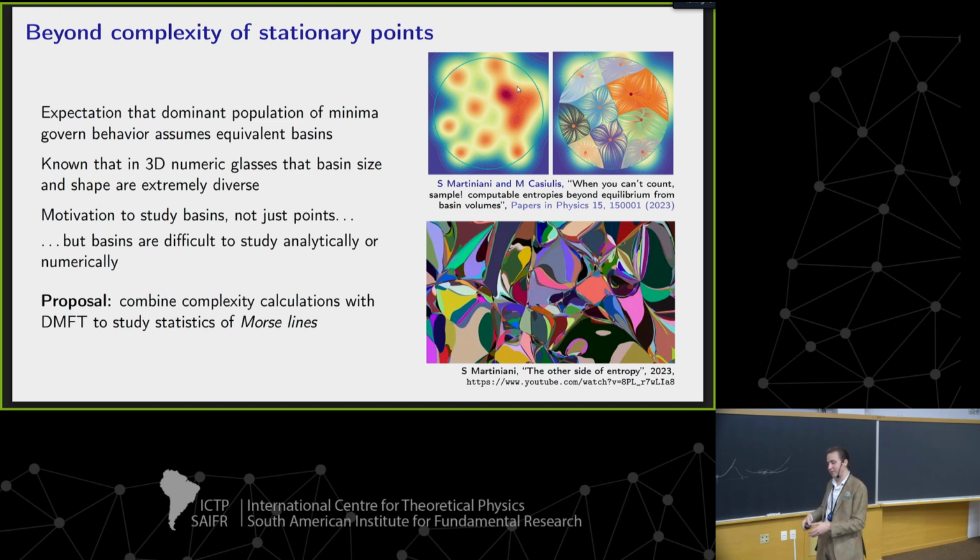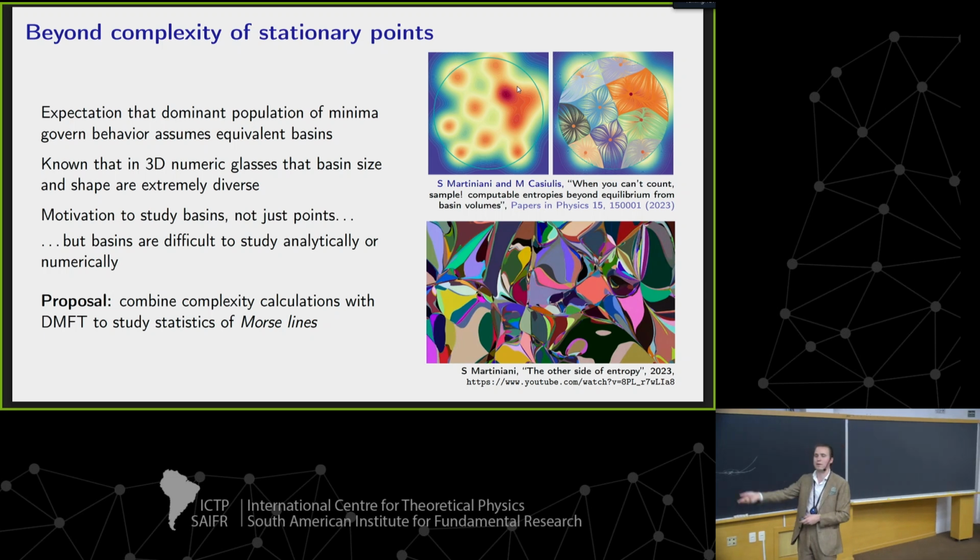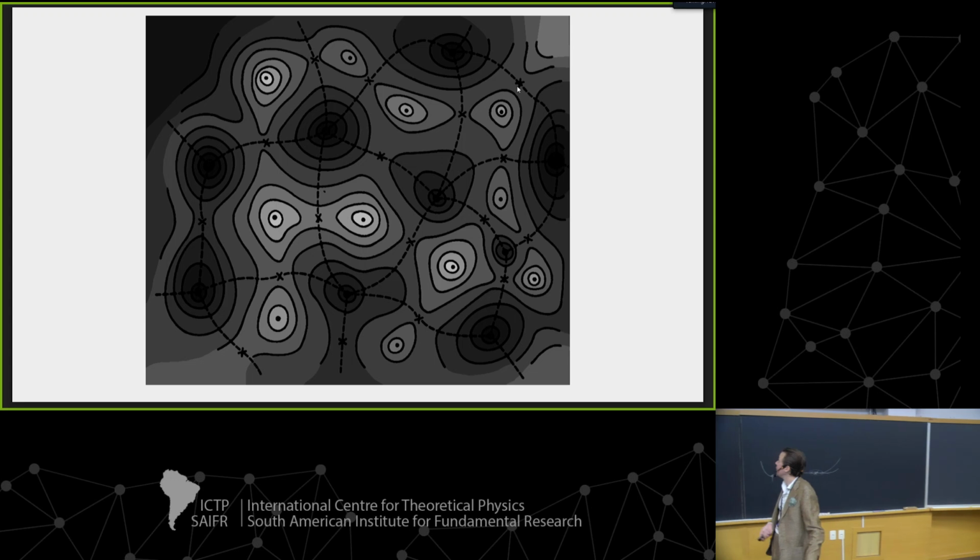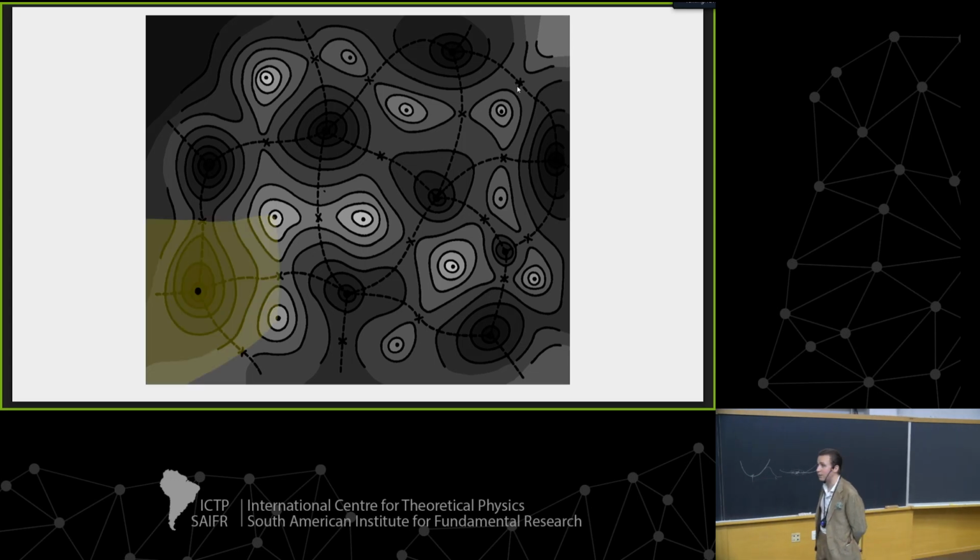So this motivates the study of statistics of the basins attached to stationary points, but this is difficult to do directly because it basically involves having to integrate DMFT to infinity, which you can't just do unless you have it exact, which you typically don't. And so this is part of my proposal, which I have less progress on, but I've begun work, is to try to generalize complexity to objects called Morse lines. And what are Morse lines? If you go back to our beautiful landscape here, basin of attraction is clearly the set of all points that flow by gradient descent to a certain minimum.